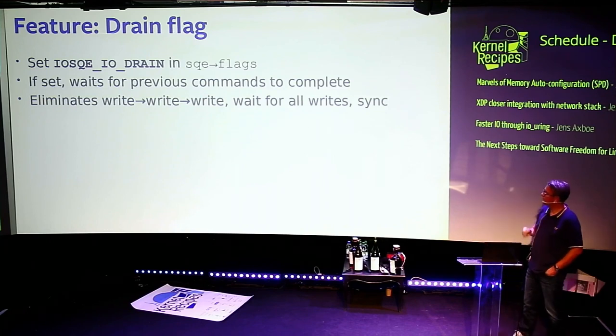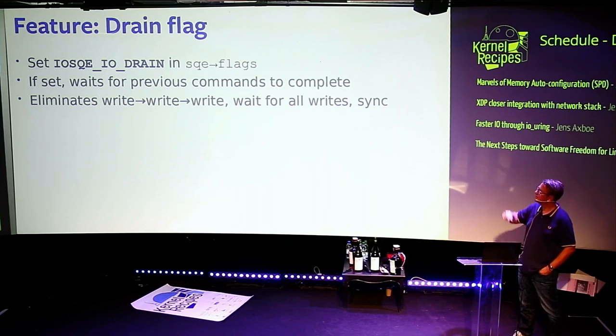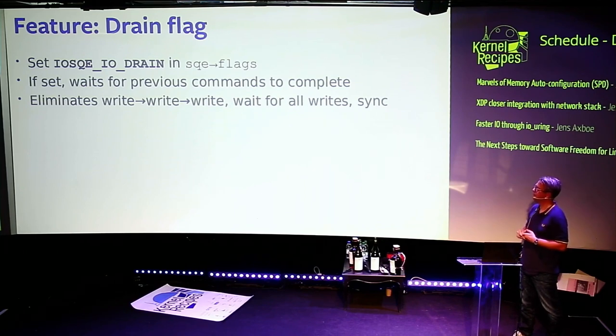So some of the more advanced features, one of them is a drain flag. If you set this in the SQE flags, it tells io_uring that you want to wait for previously submitted IO to complete before you do this one. One example of that would be issuing a bunch of writes, for instance, and then queuing an fsync with the drain flag set. That'll ensure that any pending write or any other I/O in the io_uring will complete before it does the actual sync.